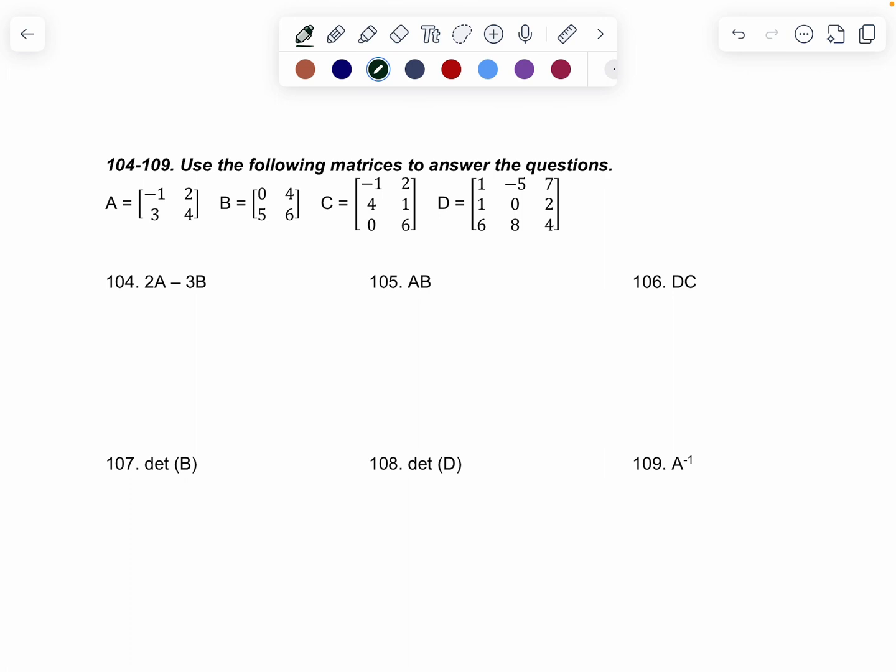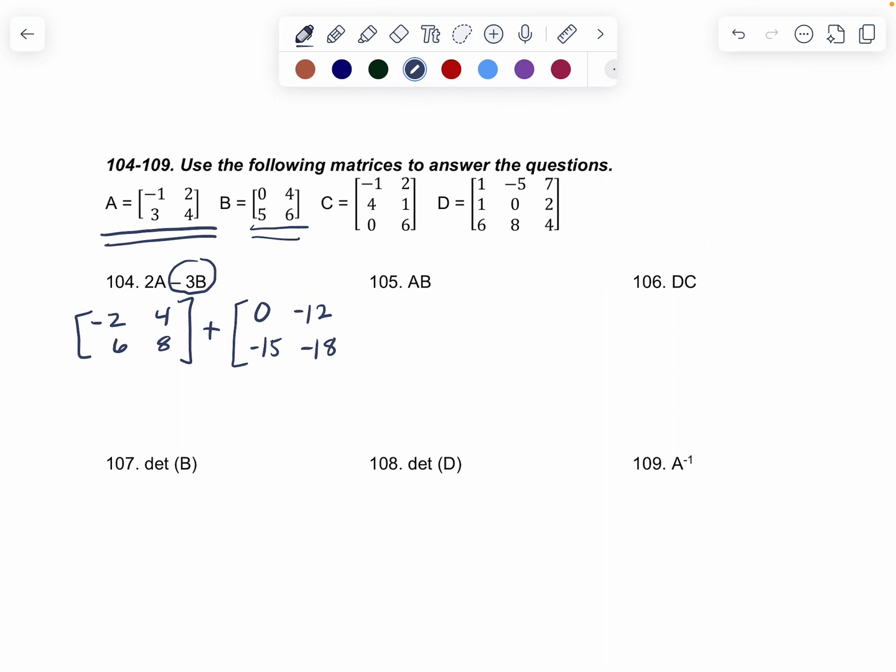So number 104. What you want to do is multiply matrix A by 2. So I'm going to multiply this whole matrix by 2, which is going to give me -2, 4, 6, and 8. And then I'm going to multiply matrix B by -3, which is going to turn that into a plus. Multiplying all of matrix B by -3 is going to give me 0, -12, -15, and -18. And then just adding those two matrices together.